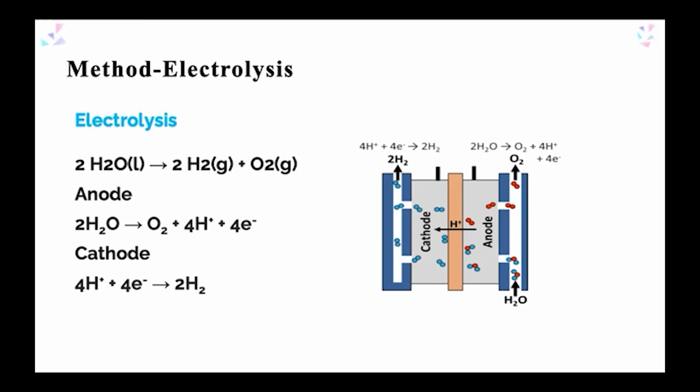As you can see, in the anode, water will be converted into oxygen and positively charged hydrogen ions. These positively charged hydrogen ions will flow to the cathode, where hydrogen ions will be converted into hydrogen gas. In general, through electrolysis, water will be converted into hydrogen at the expense of electricity.